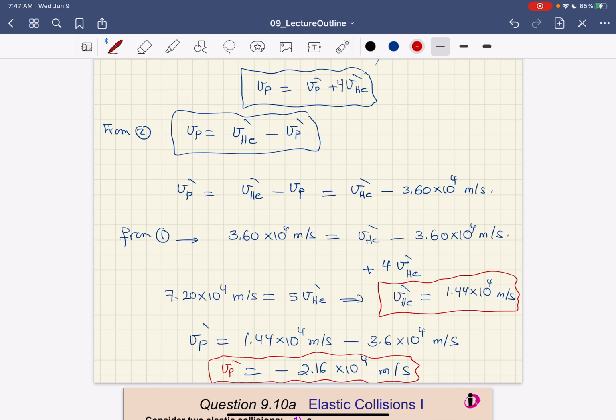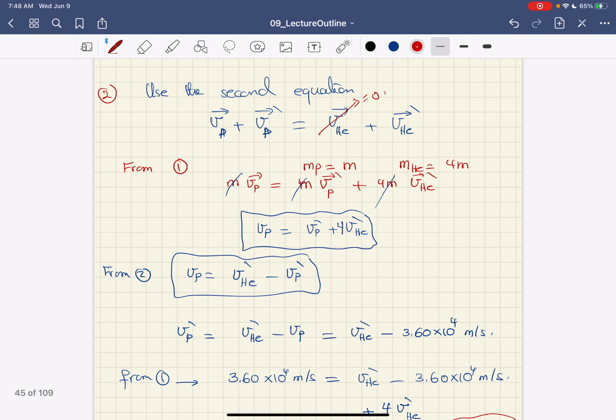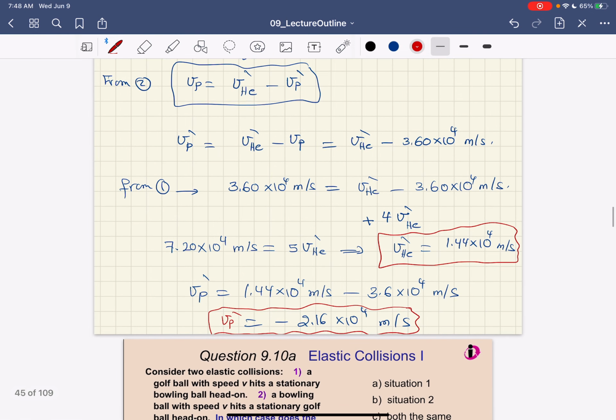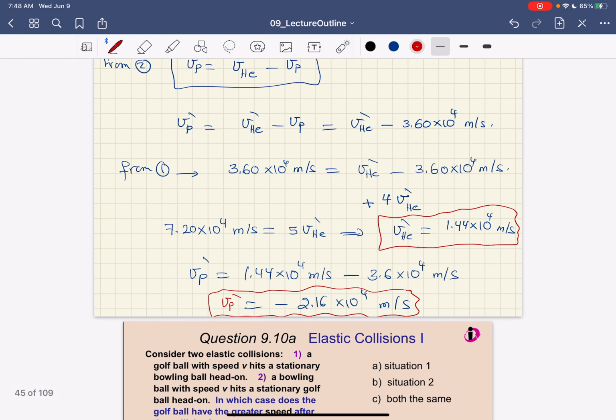I want you to look at this: the helium is 4 times, as we said here, 4 m, and the proton is 1 m. You can see that the mass, of course, is going to drop. But when the target is very heavy, after the collision it's going to move to the right in this situation. But the lighter object which was hitting is going to recoil, or change its direction.